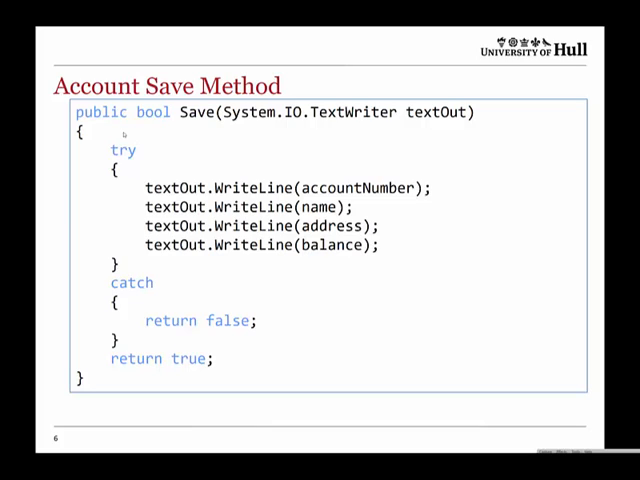There's my calls of write line. Write the name out. Write the number, the name, the address, and the balance. And they all go out on separate lines. Is everyone okay with that? What happens if something goes wrong with my writing process?